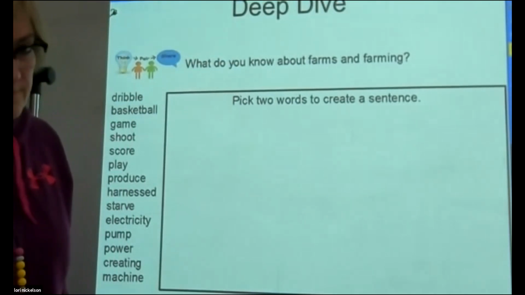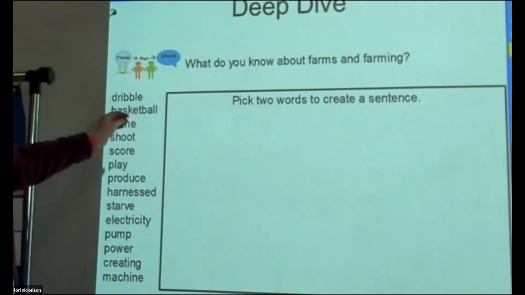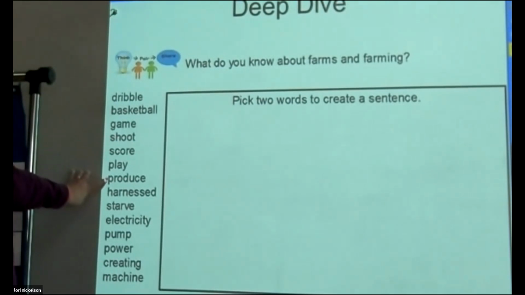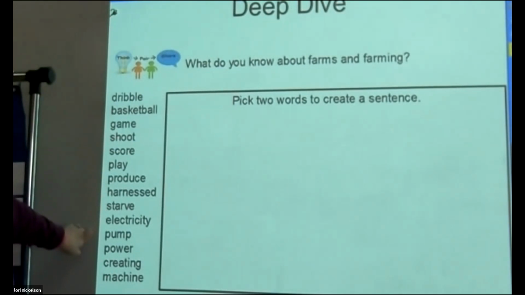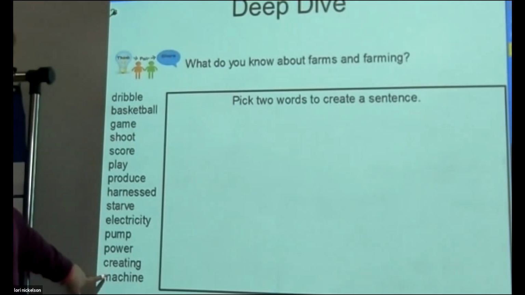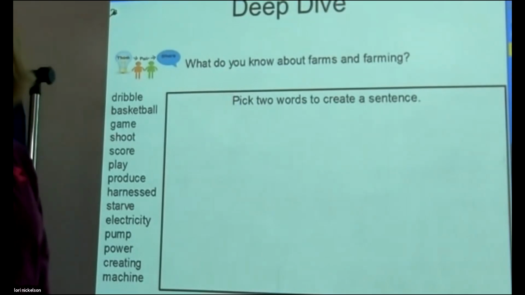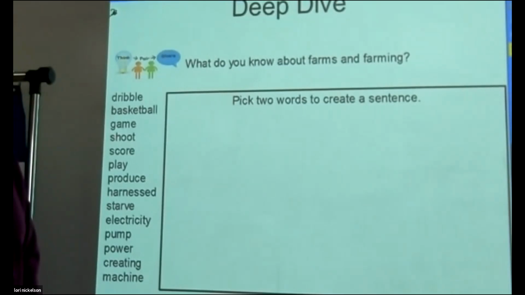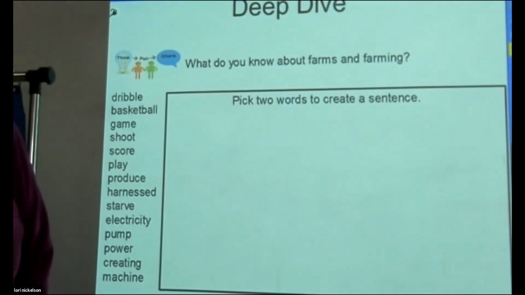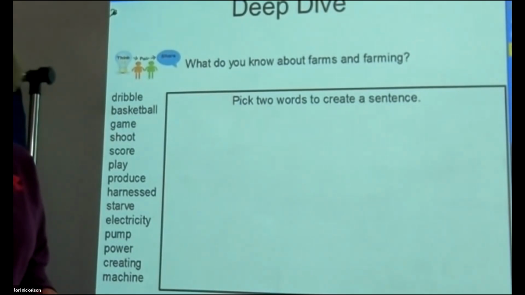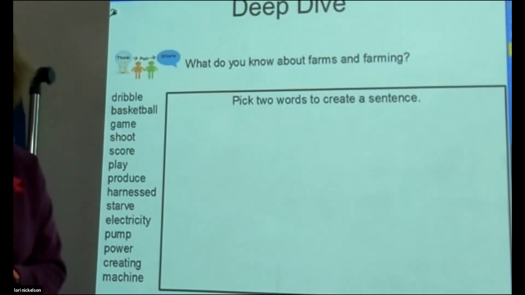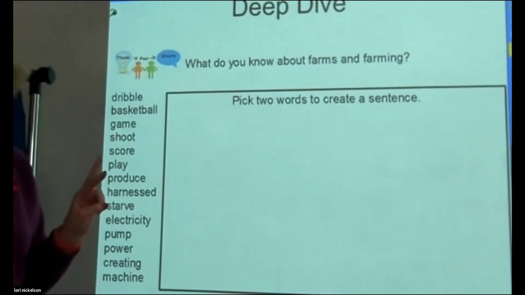All right. So what I want you to do here is I want you to pick 2 words and create a sentence. So let's think about this. We have dribble and basketball, game, shoot, score, play, produce, harness, starve, electricity, pump, power, creating, and machine. So you're going to pick 2 of those words and you're going to create a sentence with 2 of those words. All right. So for example, I would pick dribble and basketball. I would write, I dribble a basketball, because that's one sentence and I'm using 2 words.